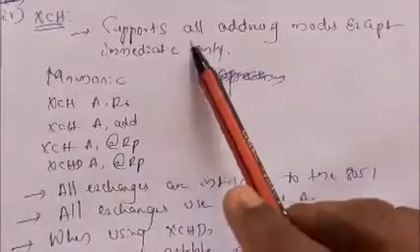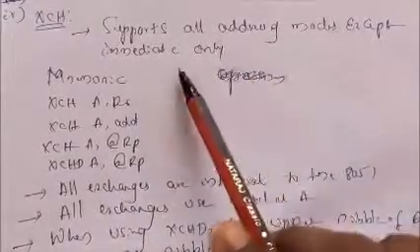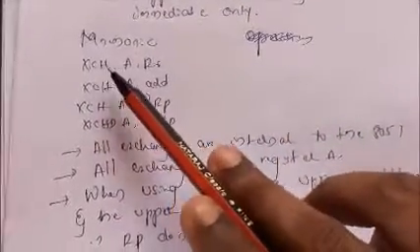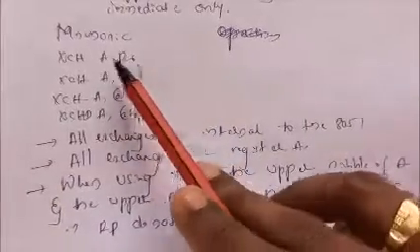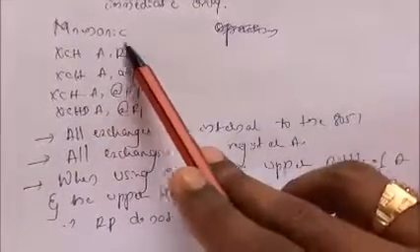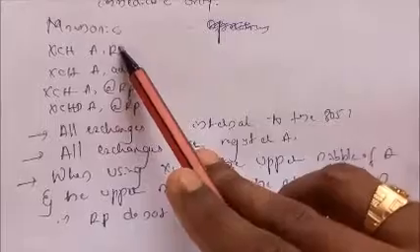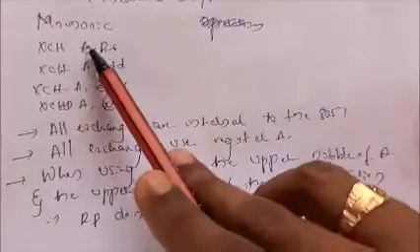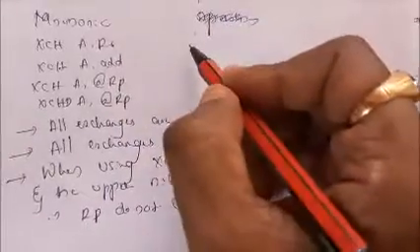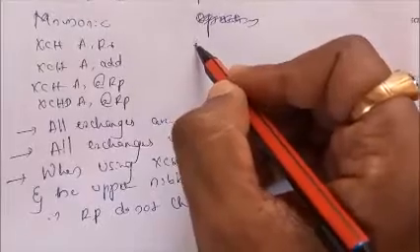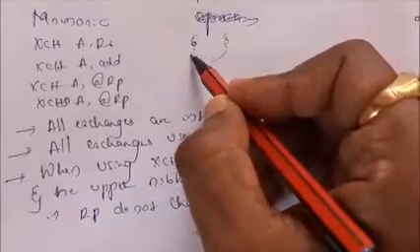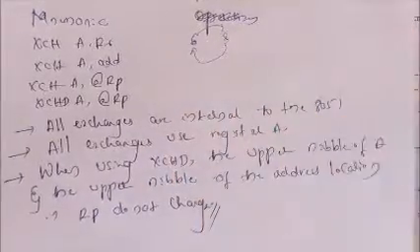Here it supports all the types of addressing modes except only the immediate. Just to see some examples, same mnemonics here. XCH A comma, XCH with some R register, any one you can use. Whatever the data is in the register here, it is going to be sent to the accumulator, and whatever the data is in the accumulator, it is going to be exchanged to this register. If the accumulator value is 7 and the register value is 8, this register's 8 is going to be exchanged to the accumulator, and this 7 is coming to this side. That is the meaning of exchange.